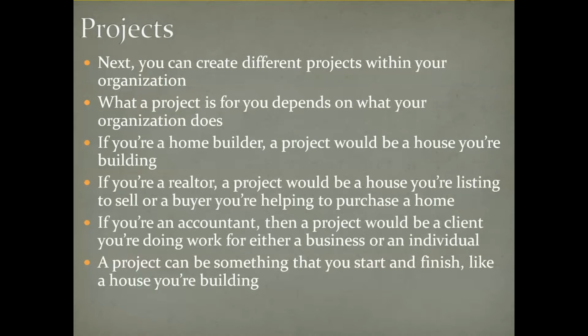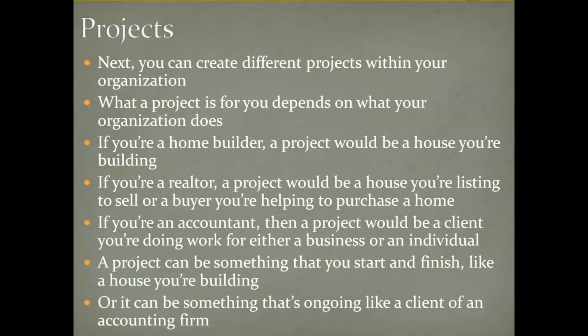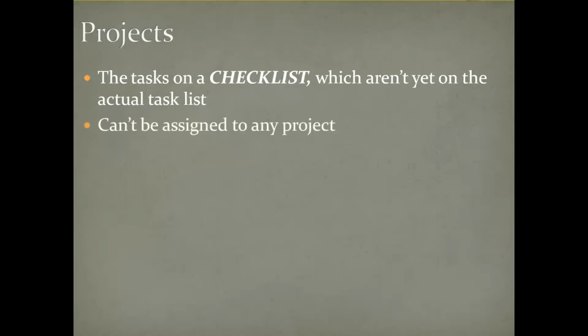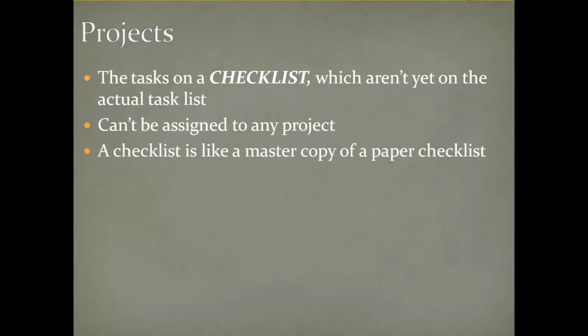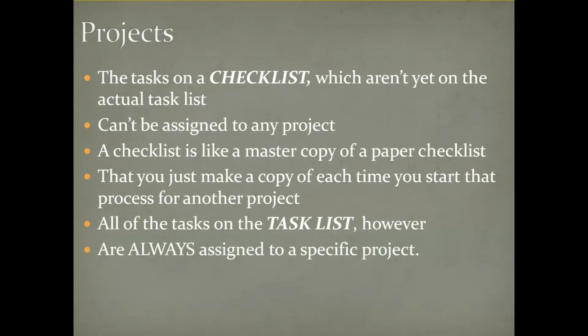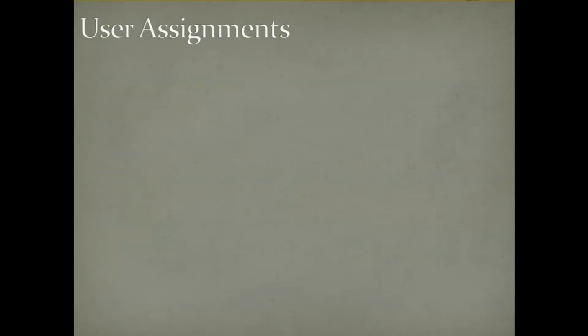A project can be something that you start and finish, like a house that you're building, or it can be something that's ongoing, like the client of an accounting firm. Now, the tasks on a checklist that are not yet on the actual task list cannot be assigned to any project. Remember, a checklist is like a master copy of a paper checklist that you just make a copy of each time you start that process for another project. All of the tasks on the task list, however, are always assigned to a specific project.